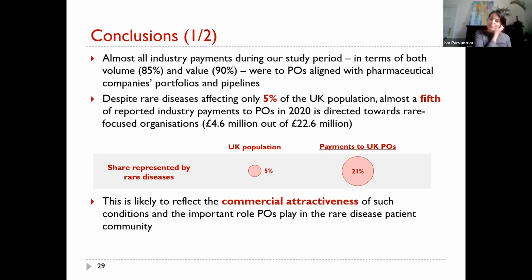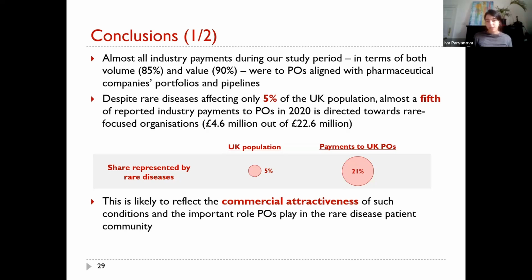Thank you. And I'll briefly walk you through some of the conclusions that we reached, and we can start our discussion. So what we found was that almost all industry payments during our study period, in terms of both volume, 85% of the volume, and by volume I mean the number of payments, and the value of the payments, 90%, were directed to patient organizations aligned with the pharmaceutical companies' portfolios and pipelines. So they were aligned with their commercial interests.